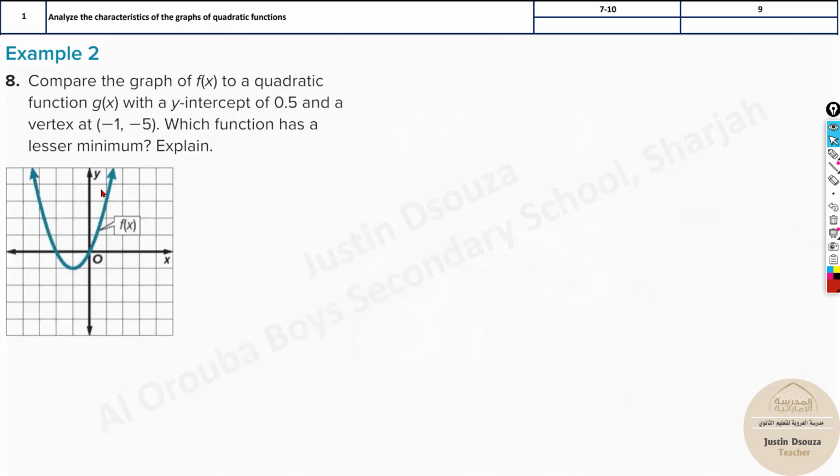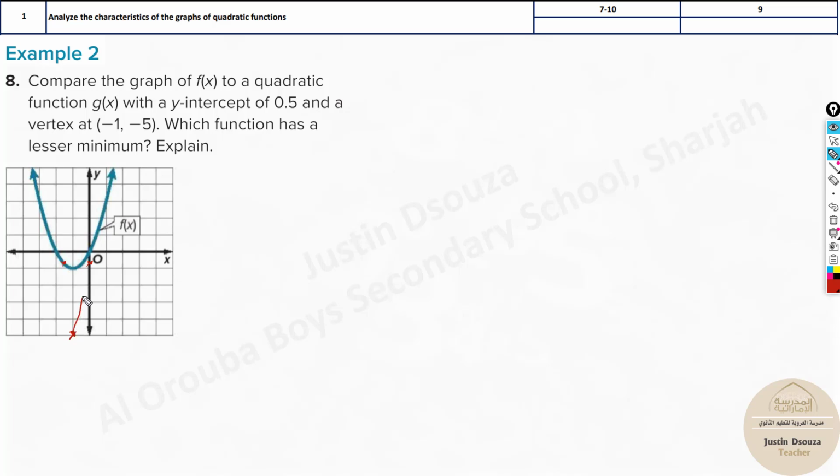Let's see this problem as well. Now it's having a minimum over here. Let's see which has the lesser minimum. Let's plot the other graph as well. The vertex is at (-1, -5), with other values 2, 4, 5. Obviously this g of x has a lower minimum, and they have told us the y-intercept is at 0.5. That's over here, so somewhere over here will be the other point.